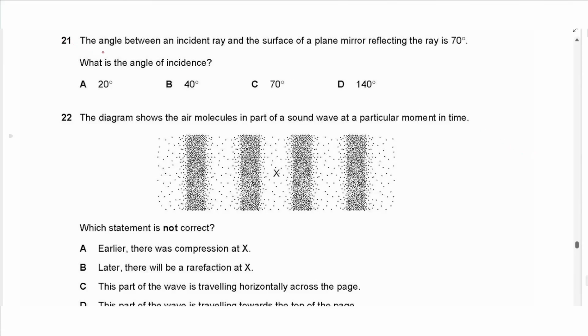Question 21 says, the angle between an incident ray and the surface of a plane mirror reflecting the ray is 70 degrees. What is the angle of incidence? So if the angle is 70 from the surface, it's 20 from the normal, 90 minus 70. So the answer is A.